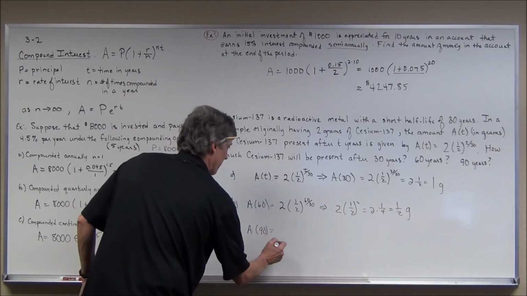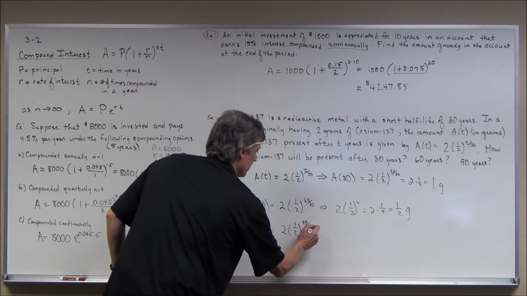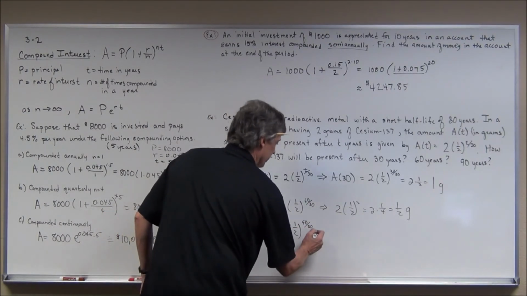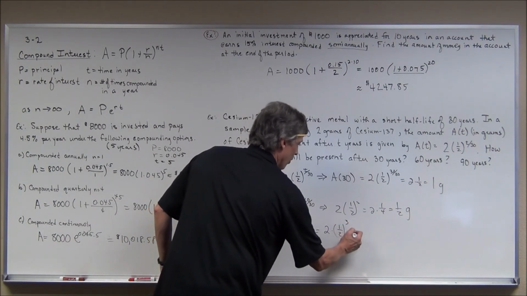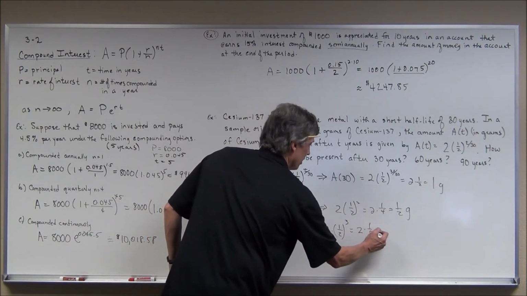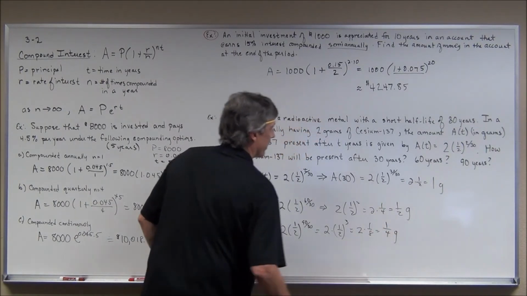And then 30 years later, I should have half of this. So let's see what happens if I plug in 90. Of course, 90 divided by 30 is 3. So this is 2 times 1/2 to the 3rd power, or 2 times 1/8, which is, oops, 1/4. This would be 1/4 gram.